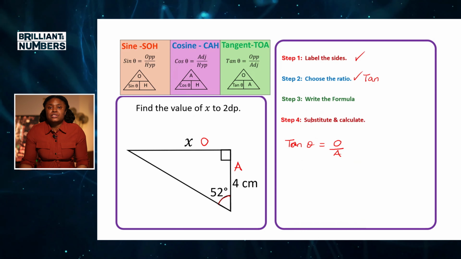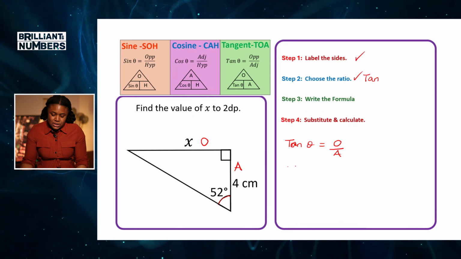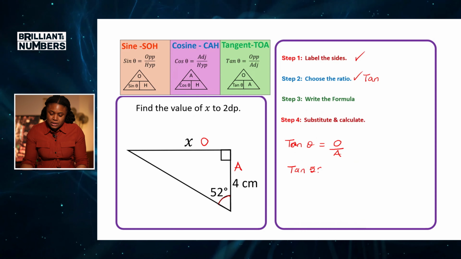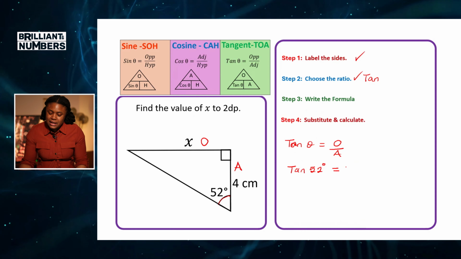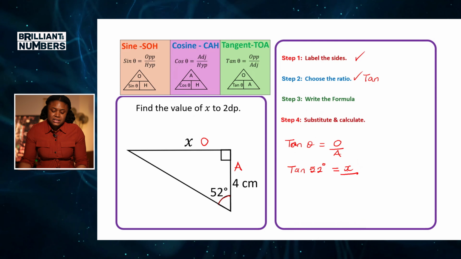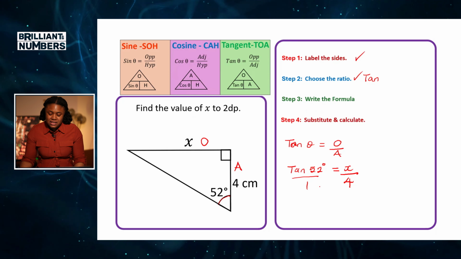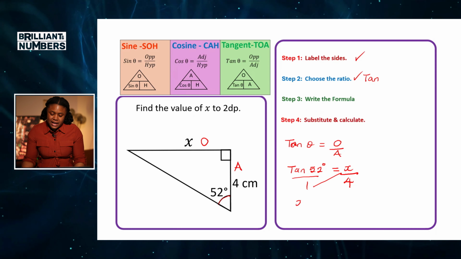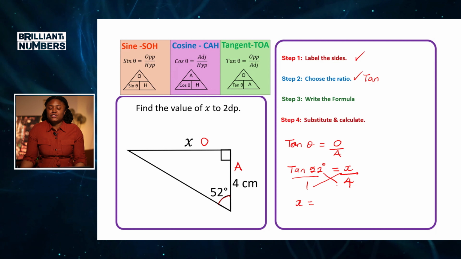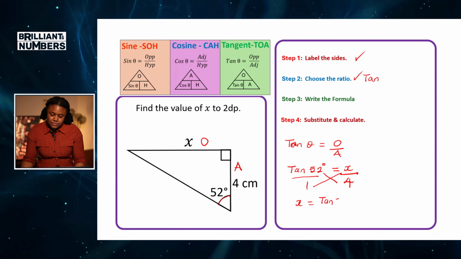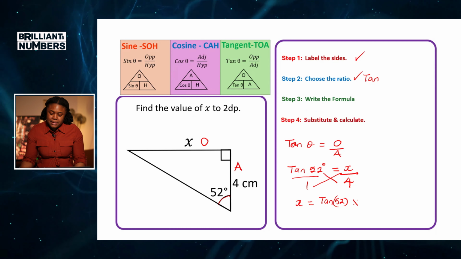So I now need to substitute and calculate. So tan 52 is equal to my opposite side, which is x, divided by my adjacent, which is 4. Question: am I multiplying or am I dividing? I hope that you've said multiplying, and that's because my variable is in my numerator. Again, I can just put this over 1 for clarity and then do 1 times x, which is x, and that lets me know I need to multiply tan 52, put that in bracket, multiplied by 4.